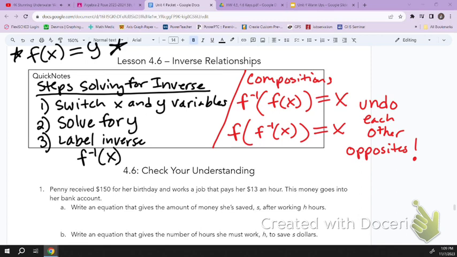We're going to do the check for understanding together. Is anyone still writing? I think to avoid some confusion, I'm going to use y for the money saved and x for hours. So can anyone help us out? If we want to know how much she saved total, y equals 13x plus 150, because that's what she got for her birthday. So that's her savings account equation.